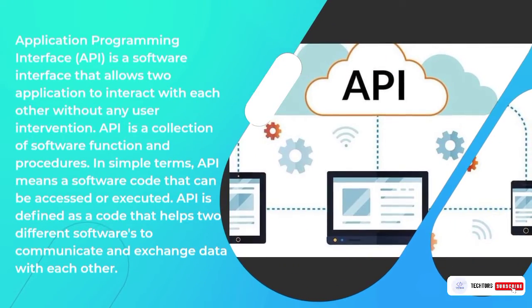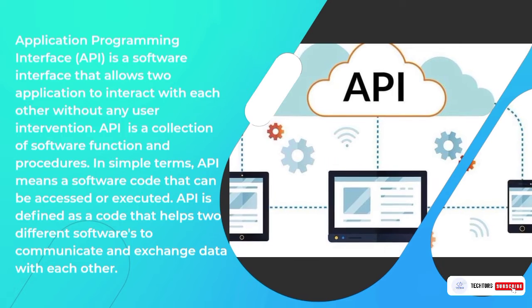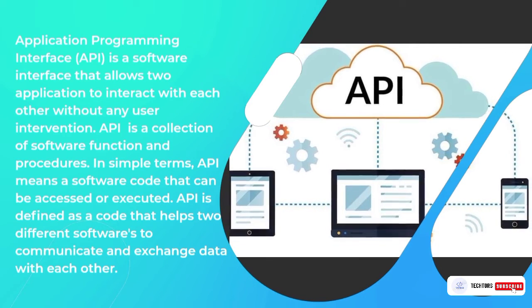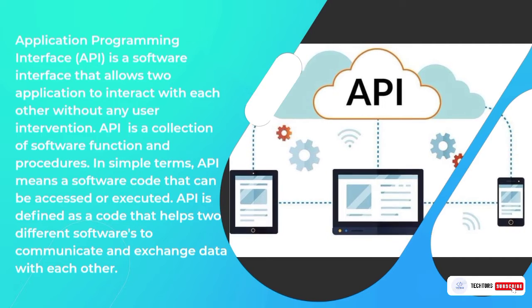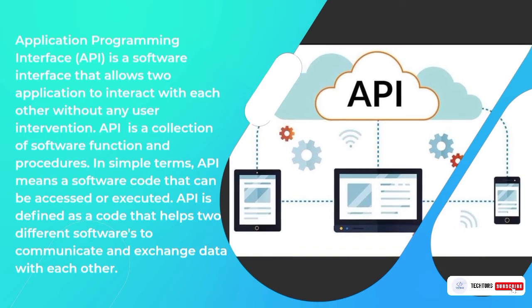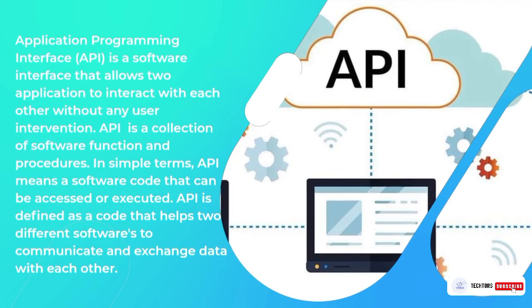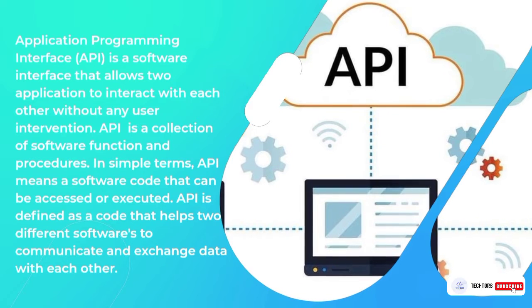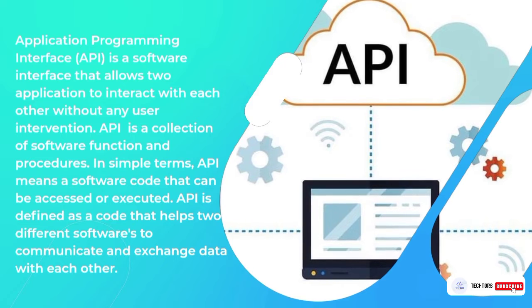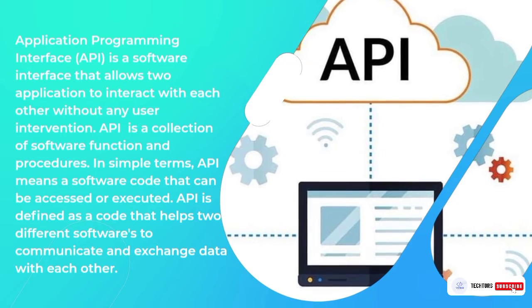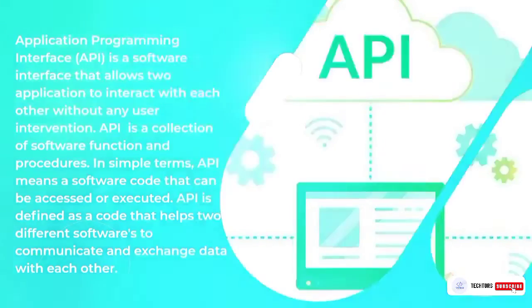Application Programming Interface, API, is a software interface that allows two applications to interact with each other without any user intervention. API is a collection of software functions and procedures. In simple terms, API means a software code that can be accessed or executed. API is defined as a code that helps two different softwares to communicate and exchange data with each other.